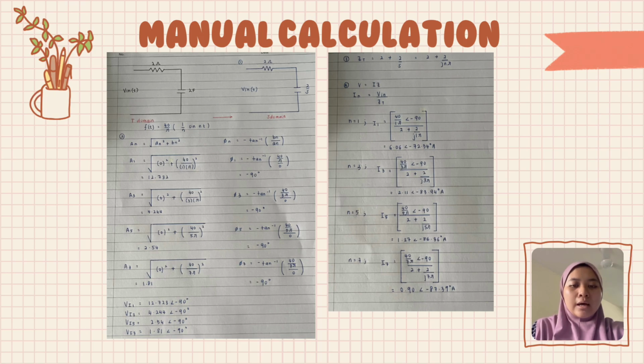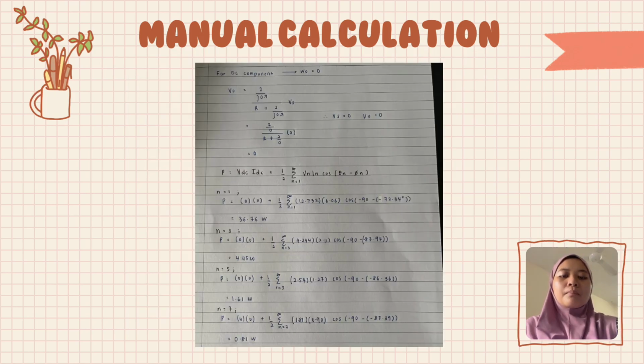For I, we calculate using Ohm's law, which is I is equal to V over Z. For I1, we got 6.06 with angle of negative 72.34 ampere. For I3, 2.11 with angle of negative 83.94 ampere. For I5, we get 1.27 with angle of negative 86.36 ampere. For I7, 0.90 with angle of negative 87.39 ampere.